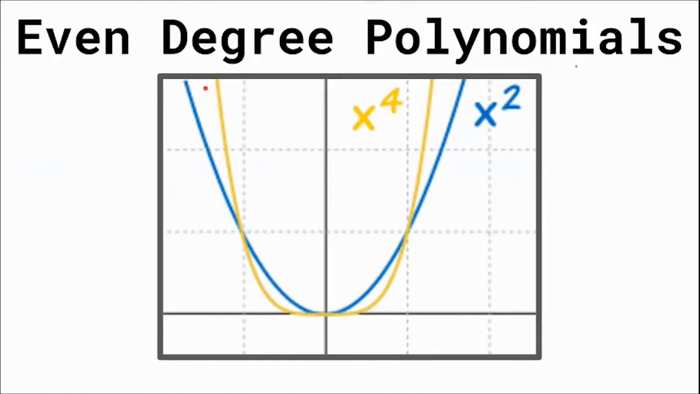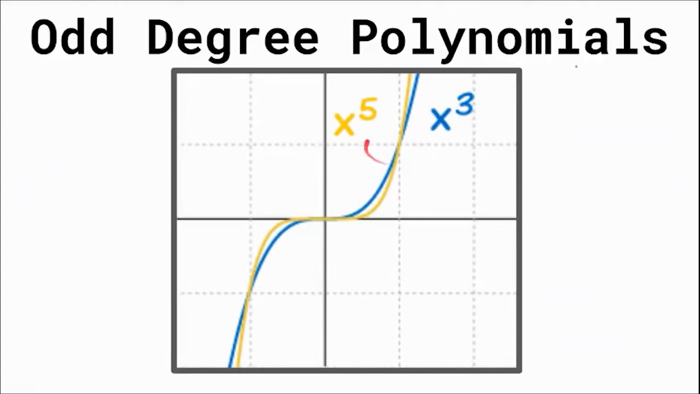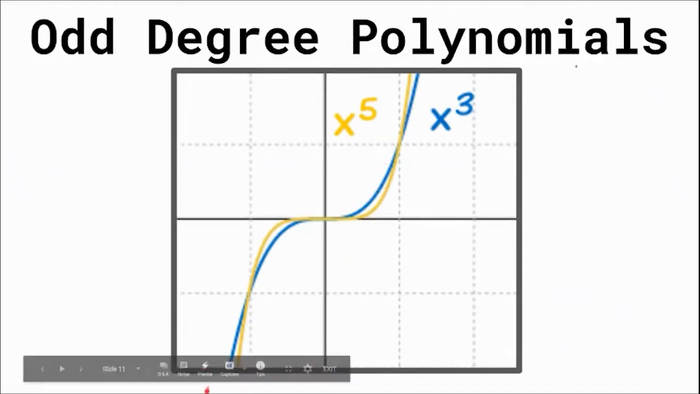Even polynomials, the ends go to the same place, so it forms like a U-shaped thing like this, or sometimes a W or an M. Either way, the ends go to the same place, either up or down. For odds, they go in opposite directions, so as one goes up, the other one's going down, or vice versa.